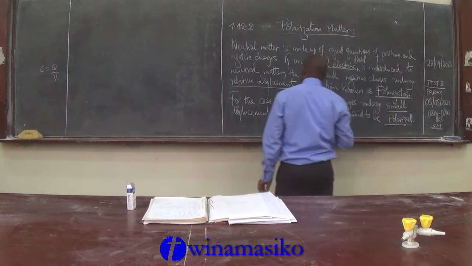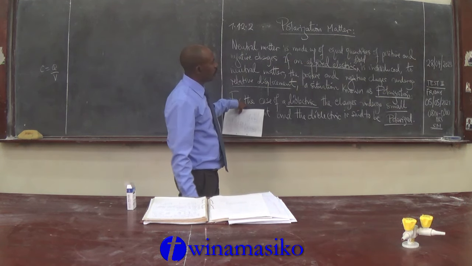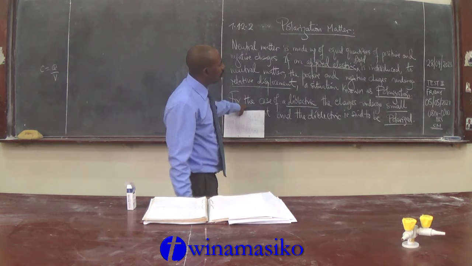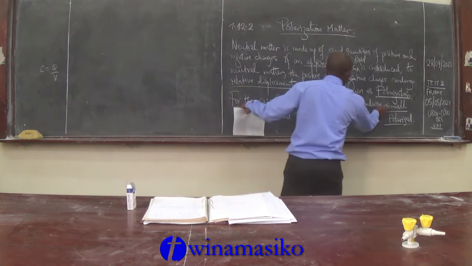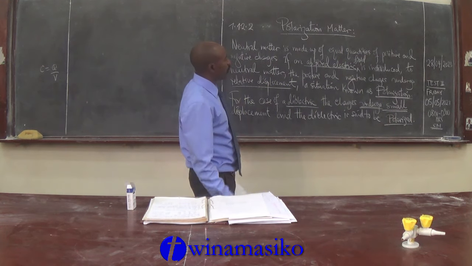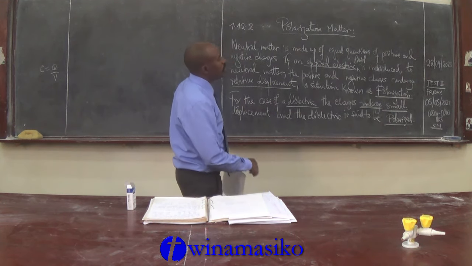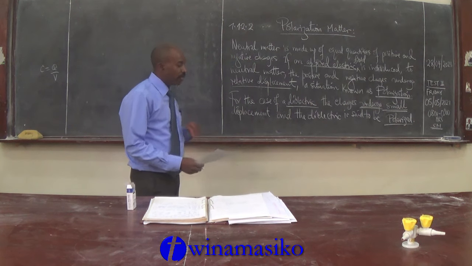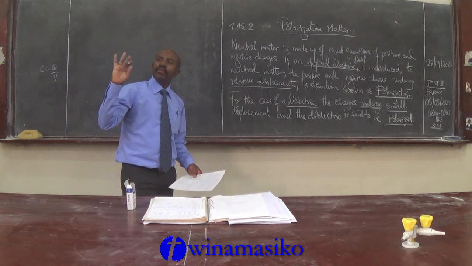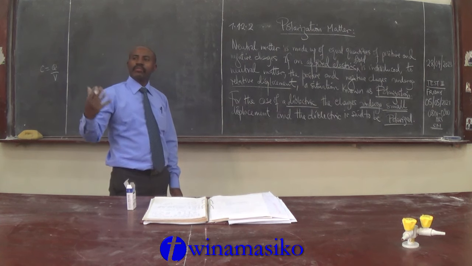And if it is the case of a dielectric, which is an insulating material, it undergoes a tiny displacement. And we say, once that happens, that the dielectric has been polarized. All in all, we have three types of polarization that we shall be interested in.